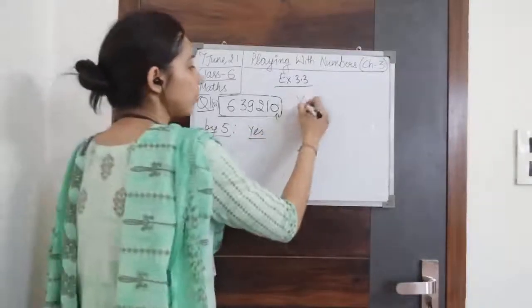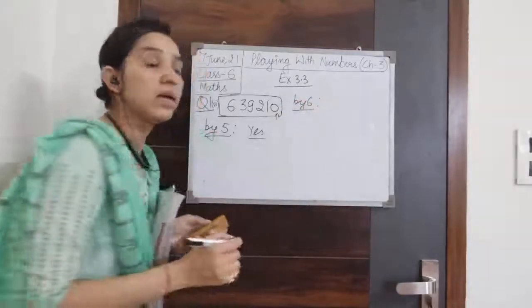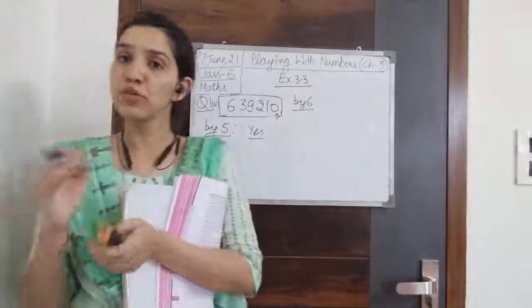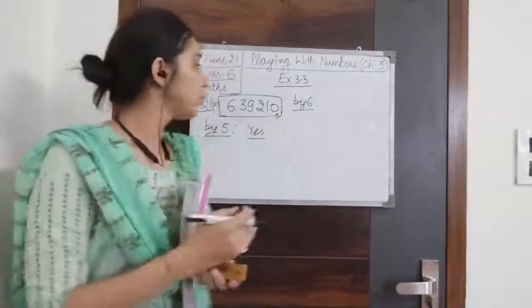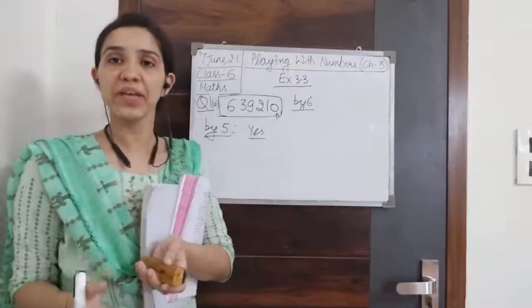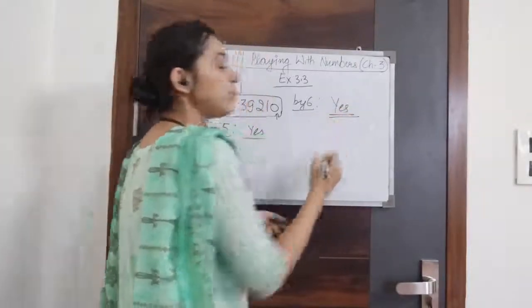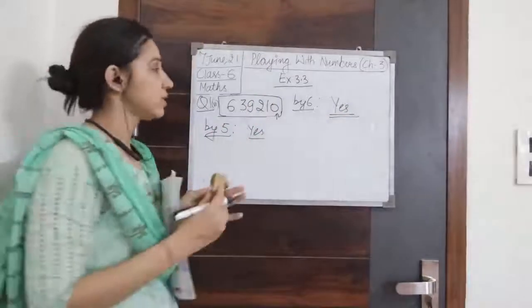Now divisibility by 6. What was the rule for 6? If the number is divisible by 2 as well as 3. You checked 2, what was the answer? Yes. You checked 3, what was the answer? Yes, it is divisible. It means for 6 also, yes, it is divisible by 6.